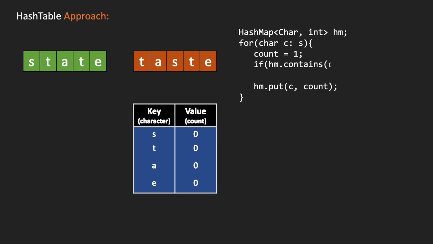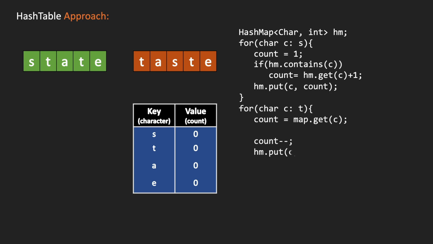we need to check if the character was already present in the hash map. If it was, we get the current count of this character from the map and we increase its value by 1 and we again put it back in the map. Now something similar for the second input string, we iterate over the string.